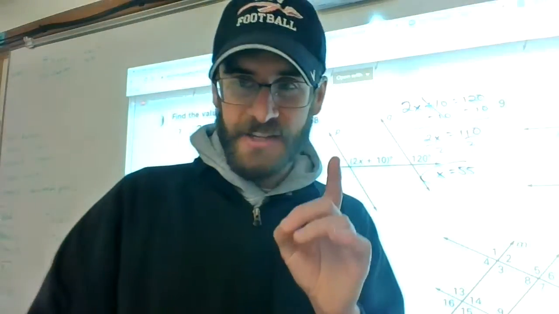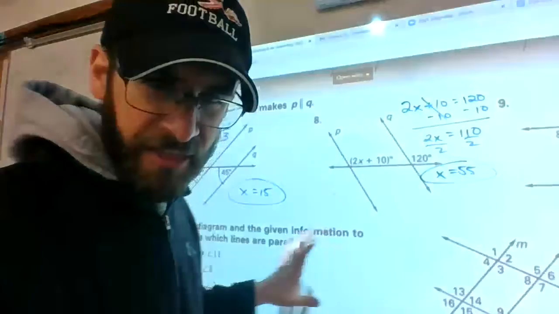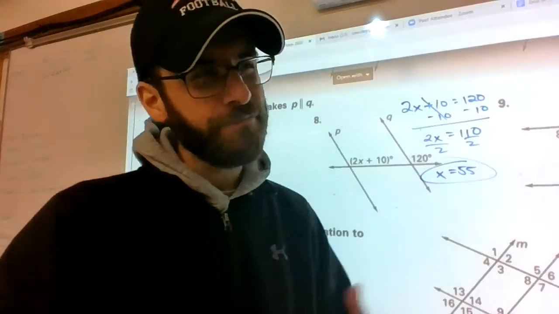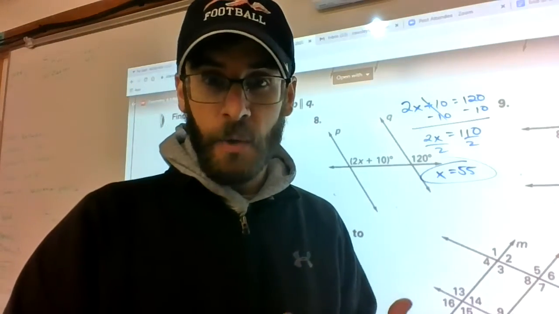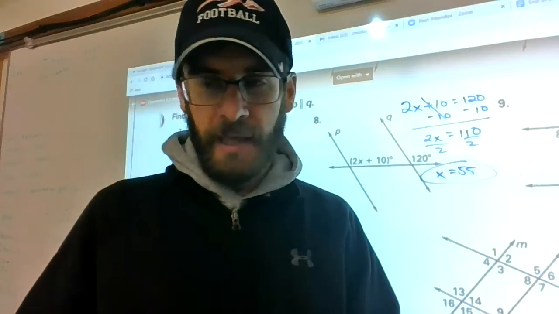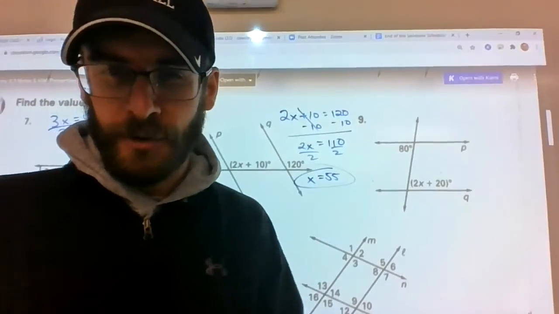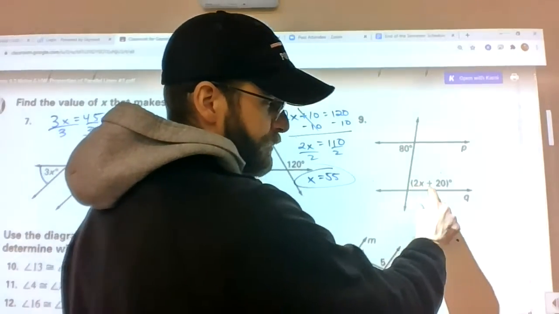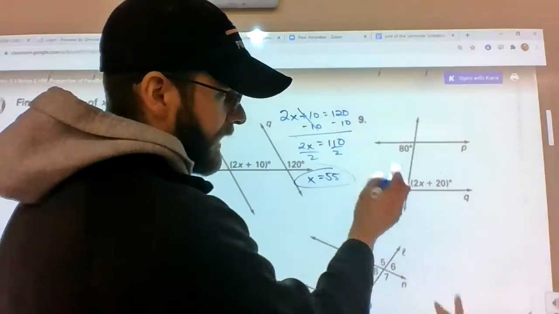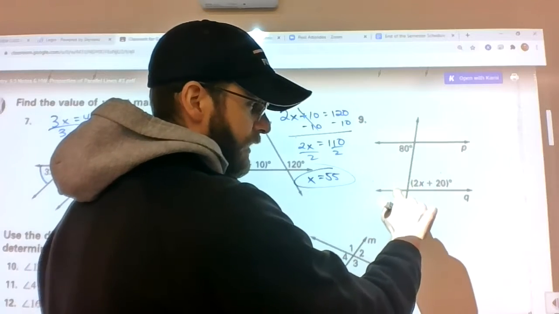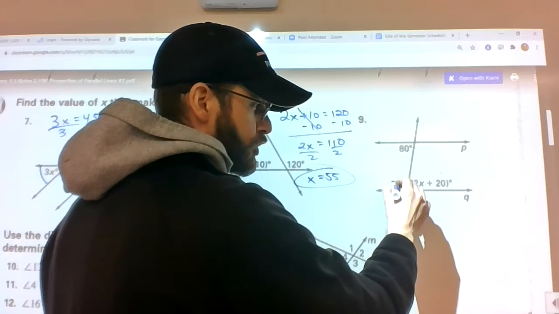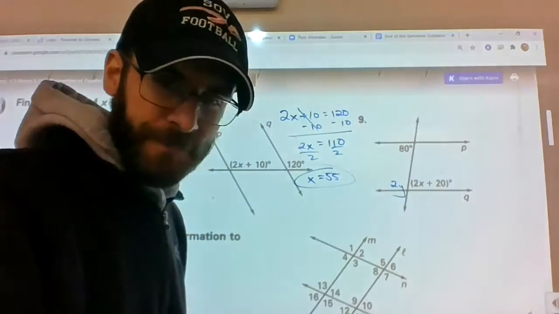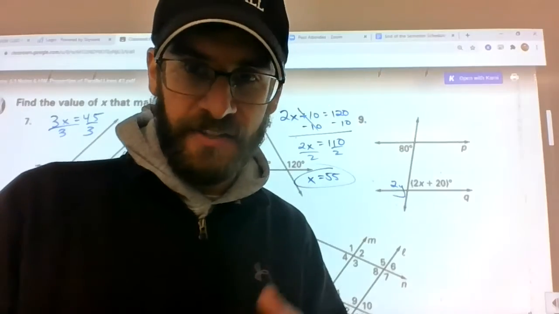Now I'm going to add something here because I feel like this note sheet is kind of shallow. It doesn't give you any deeper examples. So on number 9, I'm going to throw something at you. This is 2x plus 20 for sure, but I'm also going to state that this angle right here is 2y. So I'm going to solve for both y and x in this situation.